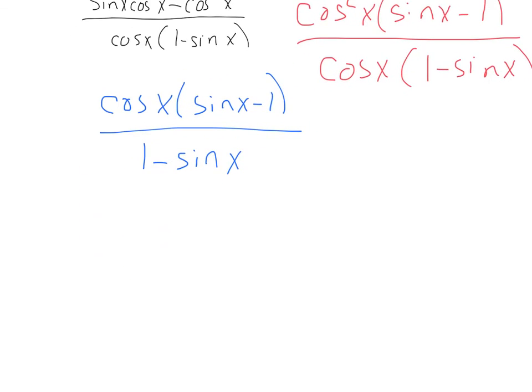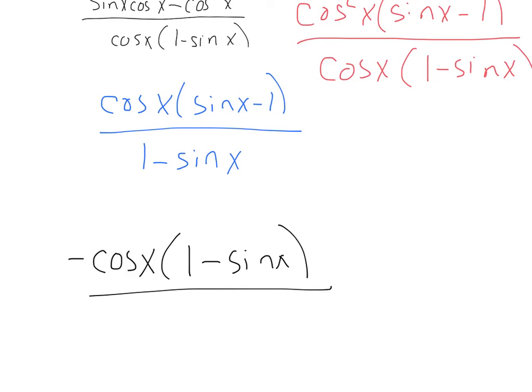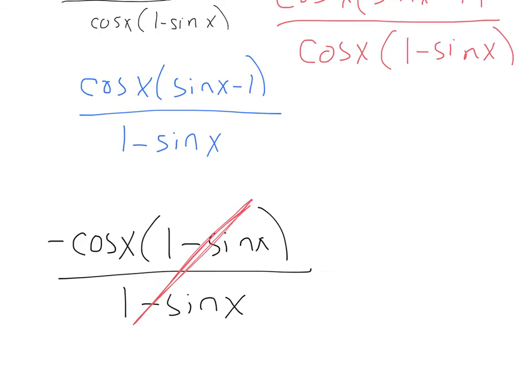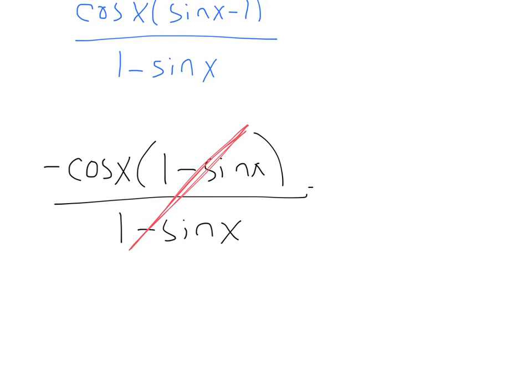That's going to leave us with a negative cosine x. And because I factored out a negative here, now I can switch these around, leaving me with 1 minus sin x, all over 1 minus sin x, which is perfect, meaning these two are going to cancel out. And after all that work, I'm simply going to be left with negative cosine x.